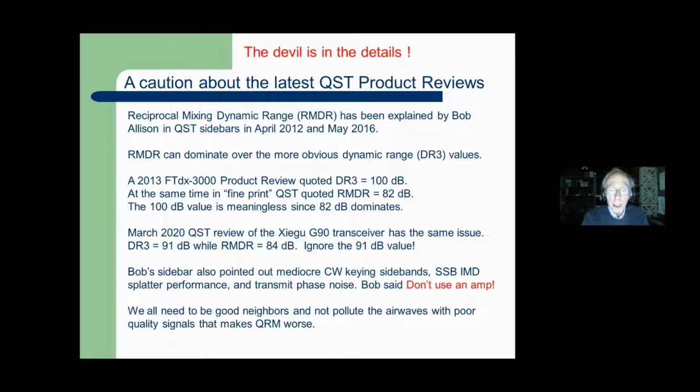There was a review of the Xiegu, I hope I'm pronouncing that right, the G90. It's a little QRP transceiver out of China. And here was a case again where the dynamic range was measured with a narrow filter, I'm assuming, and he said it was 91, but it also said the reciprocal mixing dynamic range was 84. So whatever the number is, the lower number is the one to pay attention to. And then read Bob's sidebar. As always, read Bob's sidebar. He said it had poor key clicks, the splatter and sideband wasn't too good, the transmitted noise wasn't good, and he said don't use an amplifier.